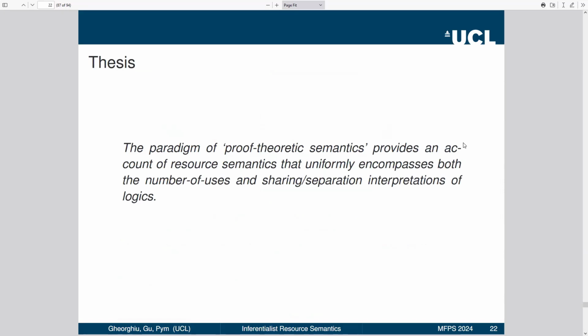Okay, so our thesis and the point of doing this is to use proof-theoretic semantics to provide an account of resource semantics that does everything we're interested in, in particular, encapsulating both the number-of-users and the sharing-separation interpretations of logic. So it talks both about the structure of systems and about their behavior at the same time, in a way that's coherent. And what makes these two things coherent, the structure and the behavior, is the treatment of the implications and the gen inf.